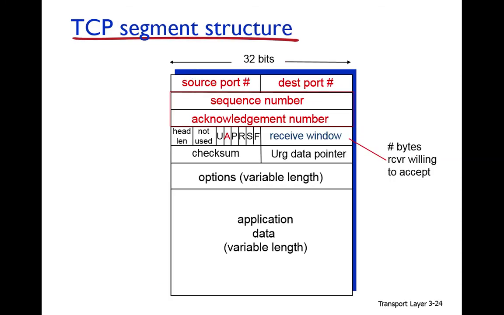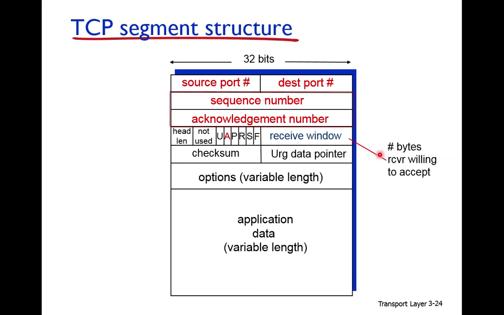Now, as you know the TCP segment structure, we have discussed the source port number, destination port number, sequence number, acknowledgement number. This receive window is used for flow control. Whenever the TCP sender or receiver sends data, because both can send data to each other, each time a packet is moving, TCP includes the receive window, that is how much space is available in the receiver buffer.